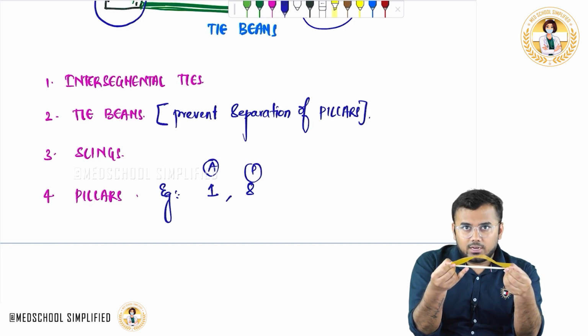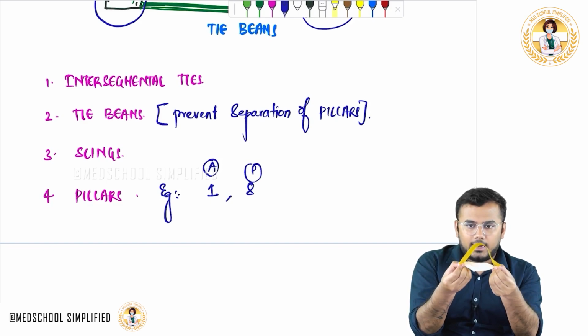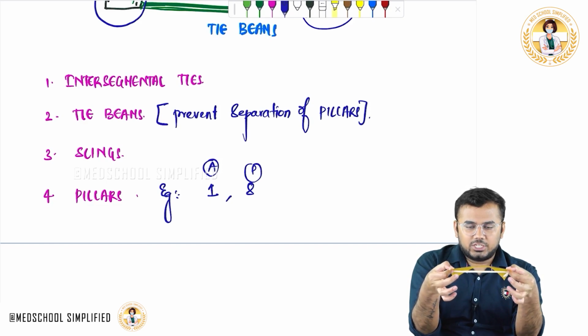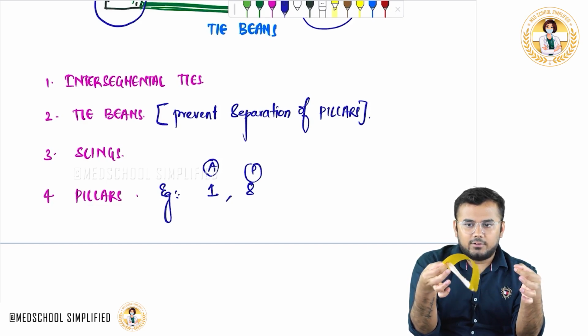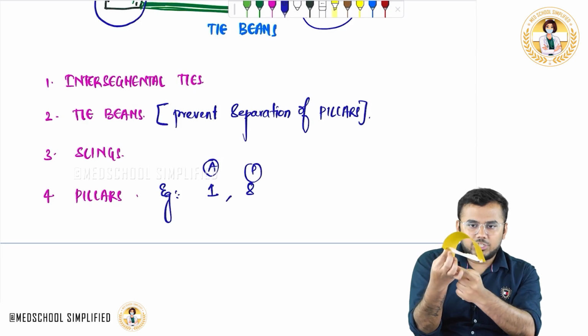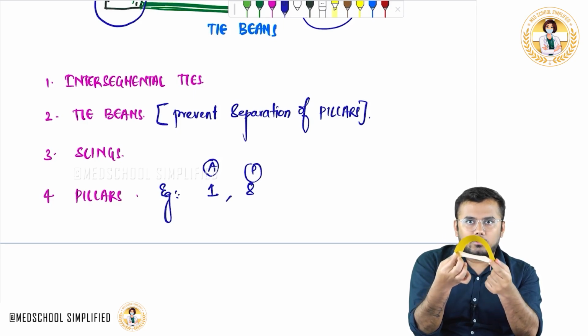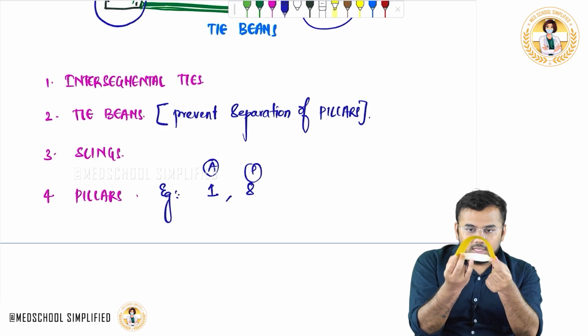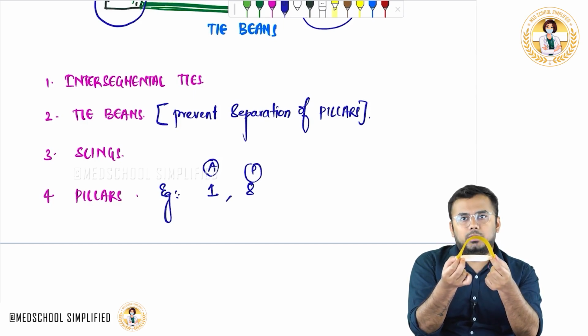The tie beams, whatever are there, they are pulling these 2 anterior and posterior pillars together. Again, an arch is formed, right? So, I am stretching the arch. Now I am releasing it. When I am releasing it, you see, again the arch has been formed. It came back to its normal position, right? So this thing which I have kept here, this is called tie beams.